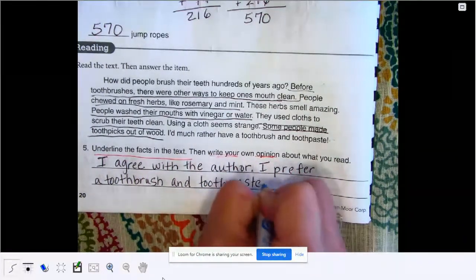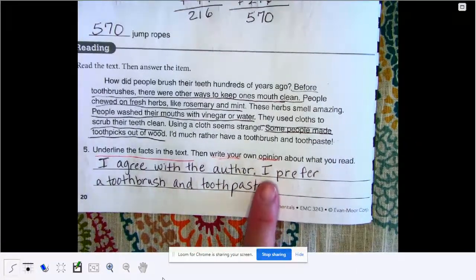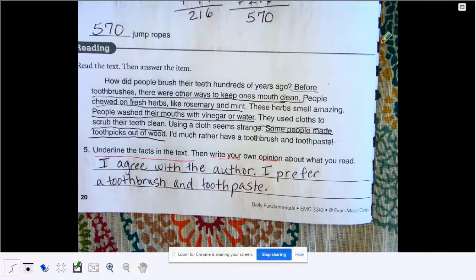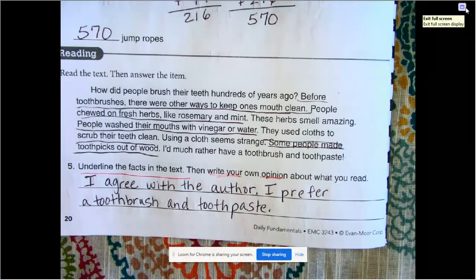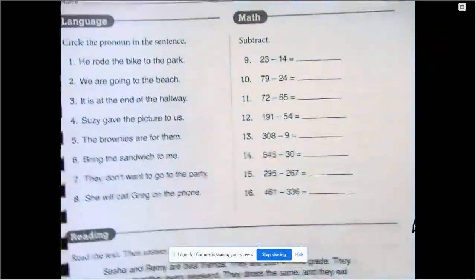All right, so you might have your own opinion on there. So that's what you're supposed to do. It says write your own opinion, so it's probably not going to be the same as mine. All right, if you need to, pause the video so that you can get your answers written down and checked. All right, and then we're just going to quickly go over what you need to do for tomorrow.